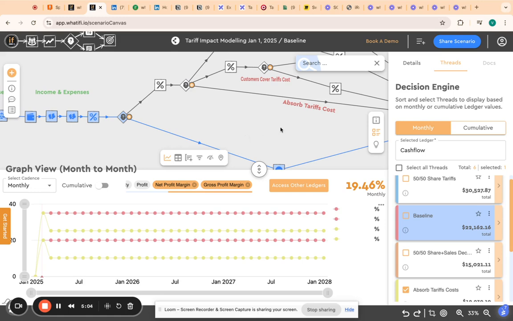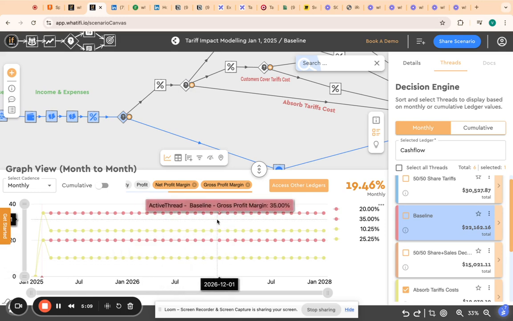With Whatifi, you don't have to guess. You can visualize multiple outcomes and make data driven decisions to protect your profitability.